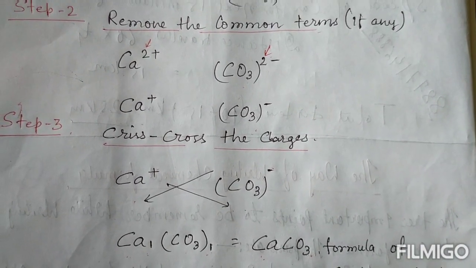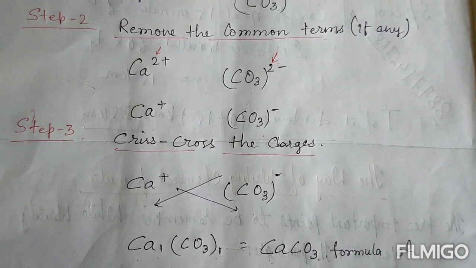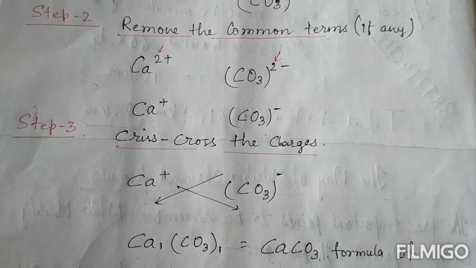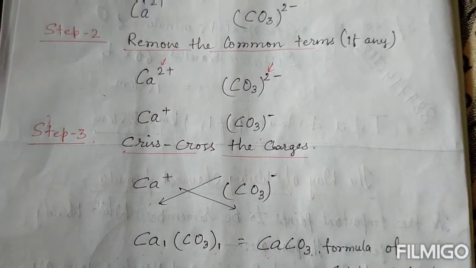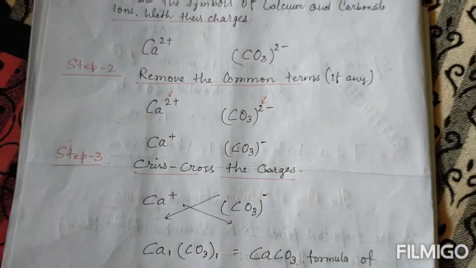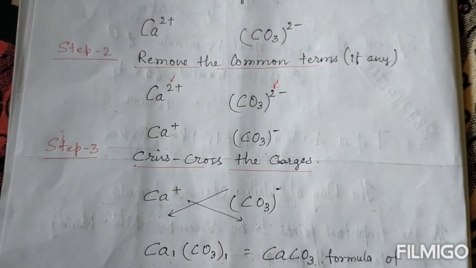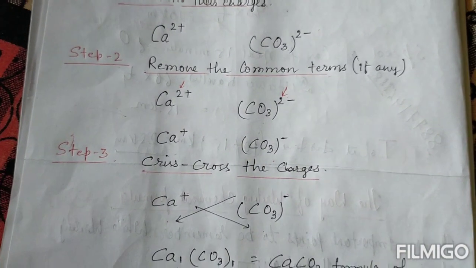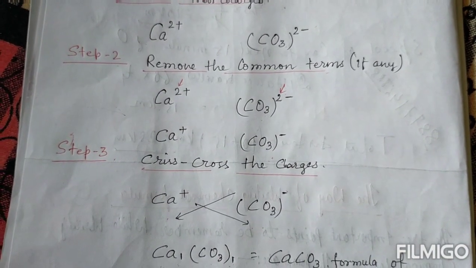With the help of these examples, you clearly understood how to write the chemical formula of a compound. But to write the chemical formula of a compound, you must remember the symbols and charges of the ions.